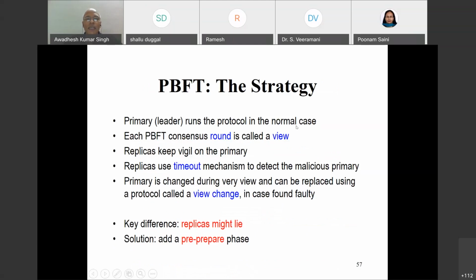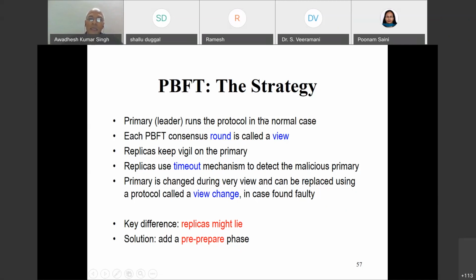So the strategy is that the primary runs the protocol, and it executes round by round. And here replicas keep vigil on the primary, because the primary can also be faulty. That's why the leader can also be faulty, like we have seen in the Byzantine Generals case, that the commander can also be the traitor. So if the primary is faulty, then the primary will be changed, and that is called view change. View means a particular configuration of primary and replicas, under the execution of a particular primary; that is called a view of execution. If the primary is found faulty, then we change the view. That's why we call it view change. View change means changing the primary, changing the leader. So the key difference is that a replica might be faulty.